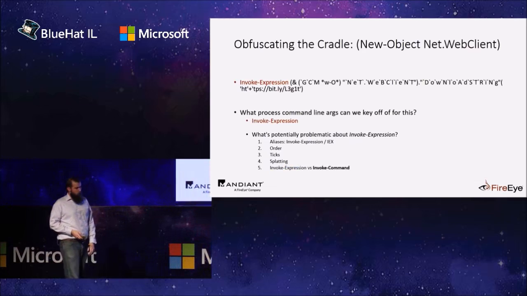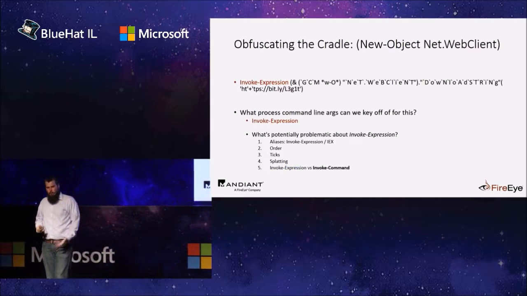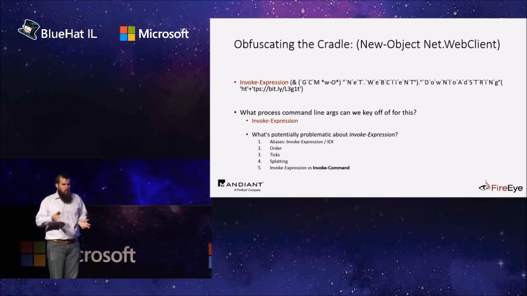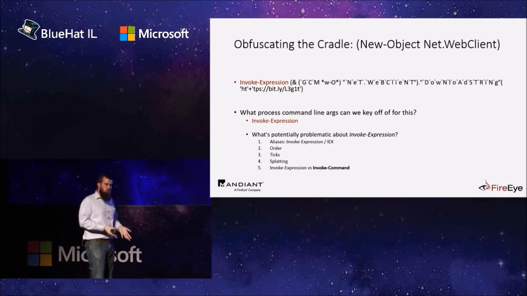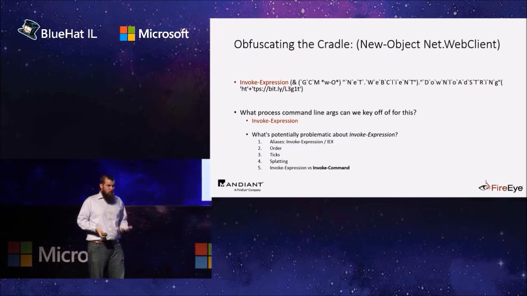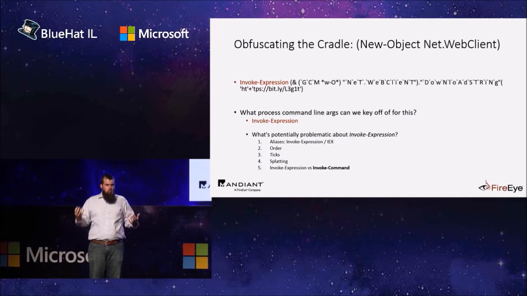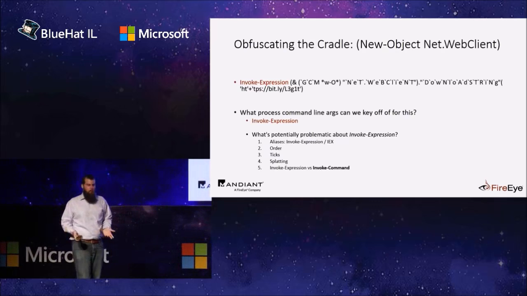Then we also have Invoke-Expression's cousin, Invoke-Command. Now, most people think of Invoke-Command as running a command on a remote system. That's typically what it's used for, but if you don't specify a remote system, it runs locally. So really the biggest difference at that point is Invoke-Expression is expecting an expression or a string, and Invoke-Command is expecting a script block.